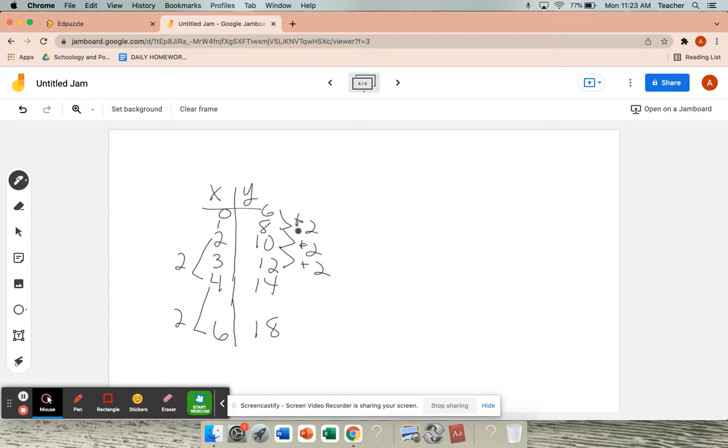So we have, there's my 2, y equals 2x. And then our value at 0 here is 6, so it's plus 6. Y equals 2x plus 6. And that's how we write an equation from a table.